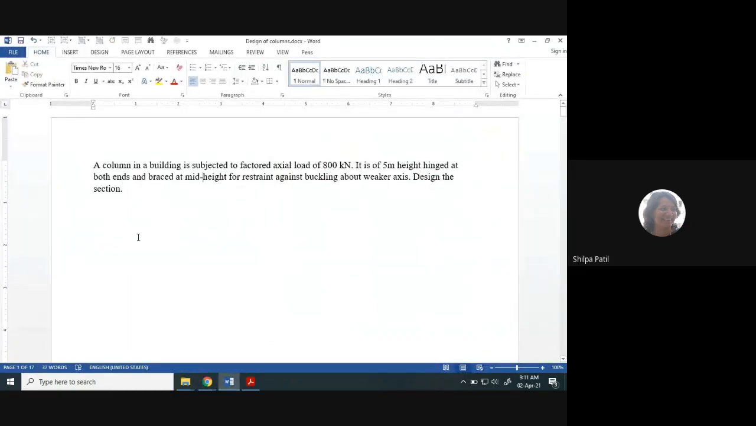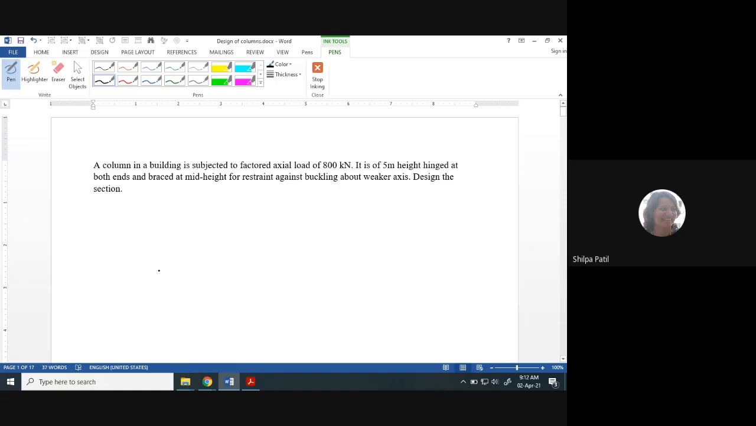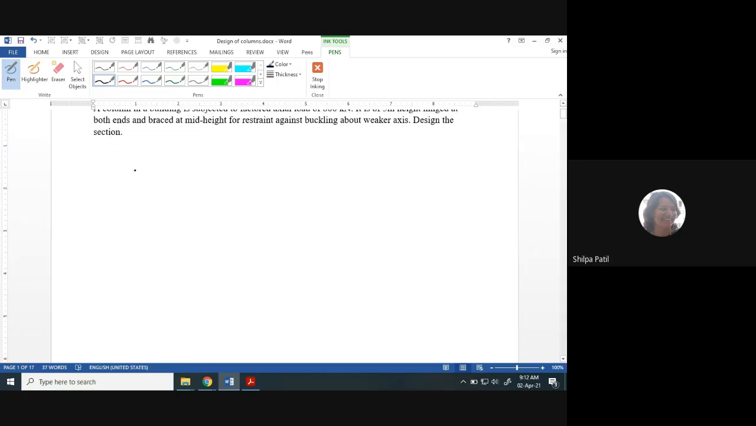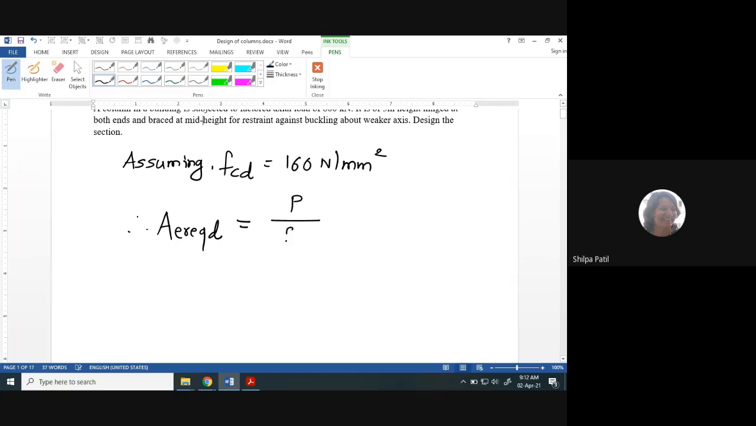So what should be the value of FCD? 160. Yes. So let us assume the FCD value and calculate the area required. Assuming FCD equal to 160 Newton per mm square, the area required will be equal to P upon FCD.